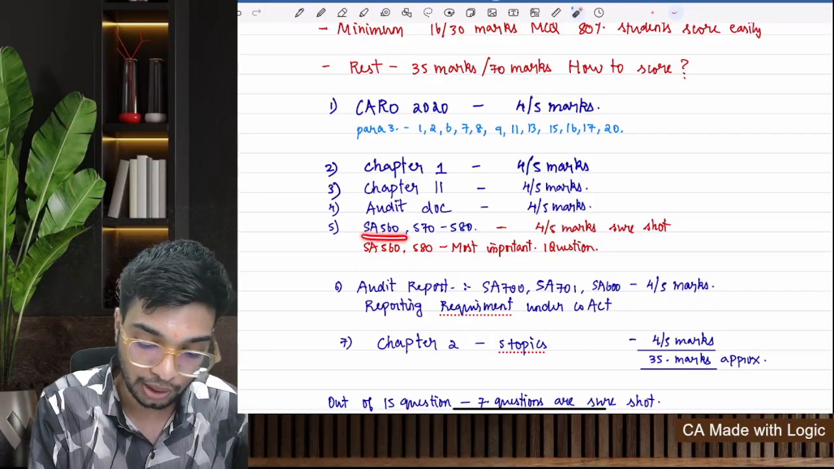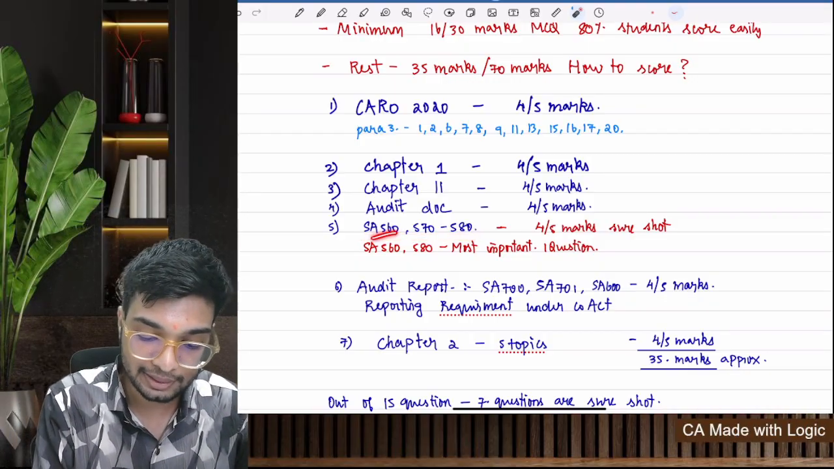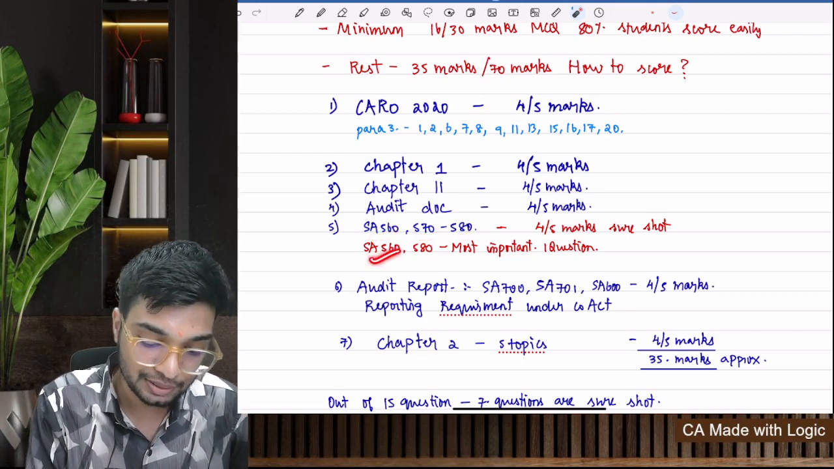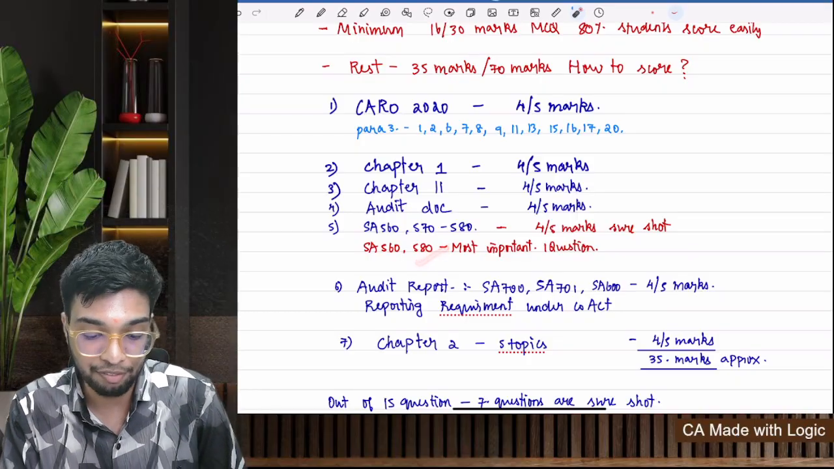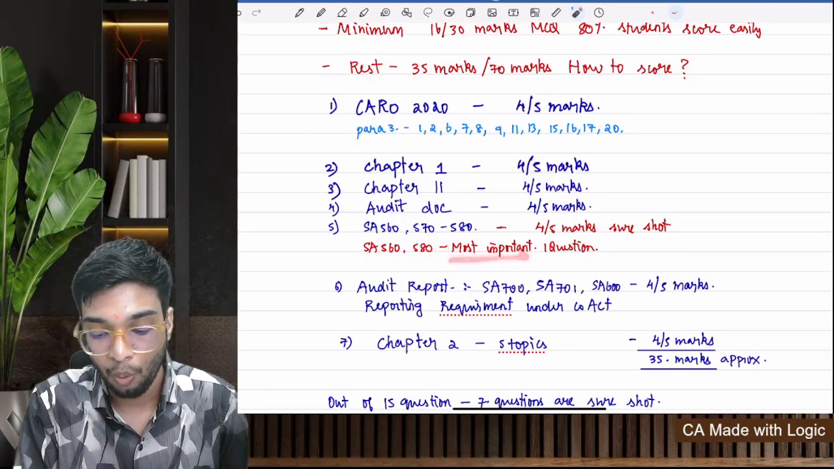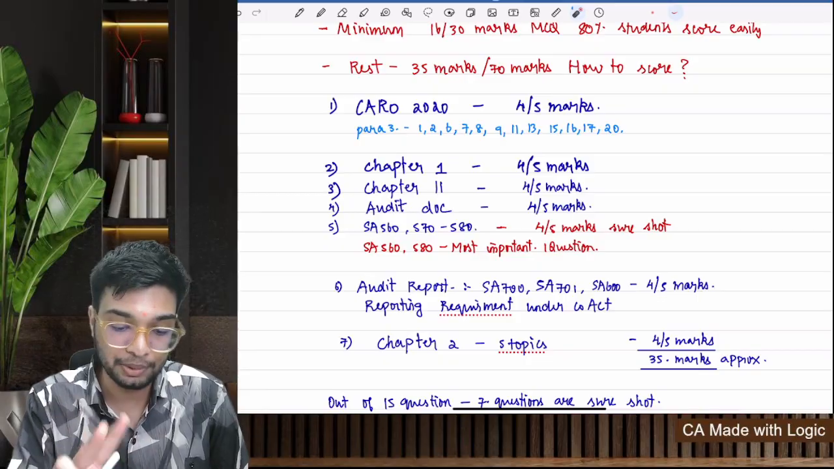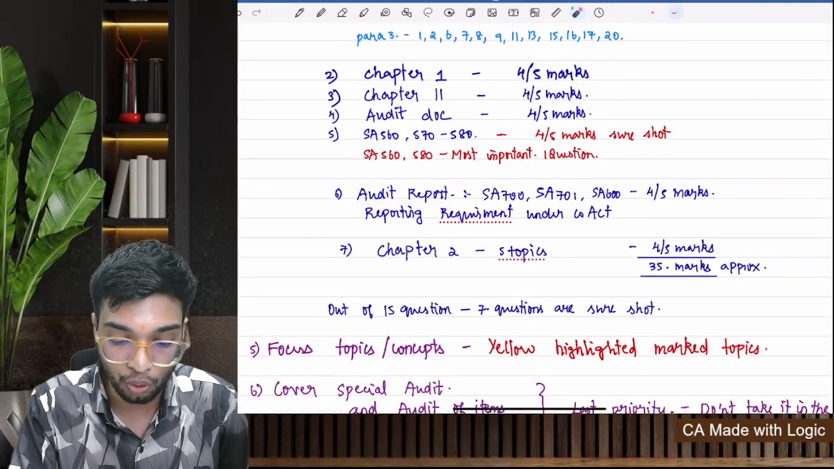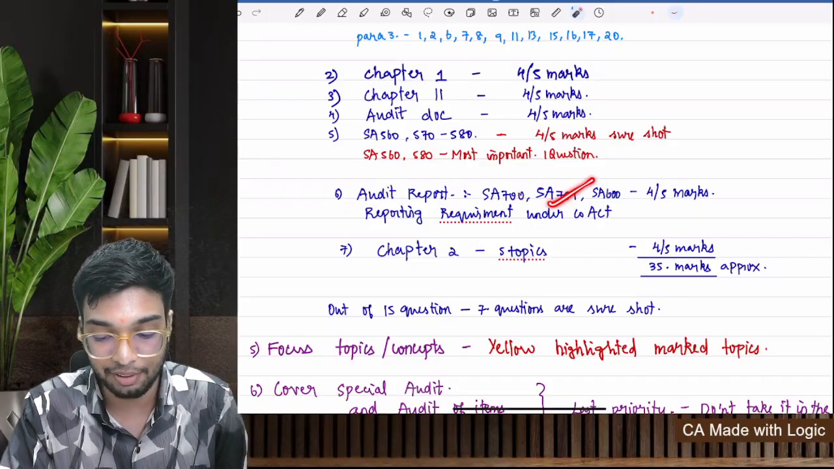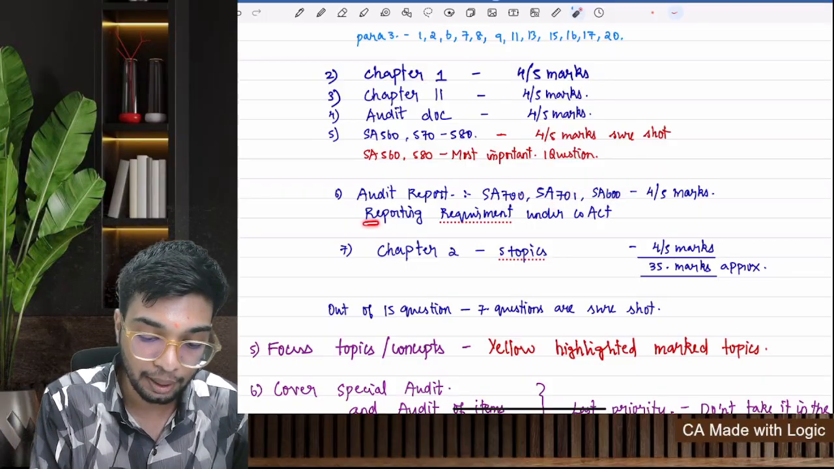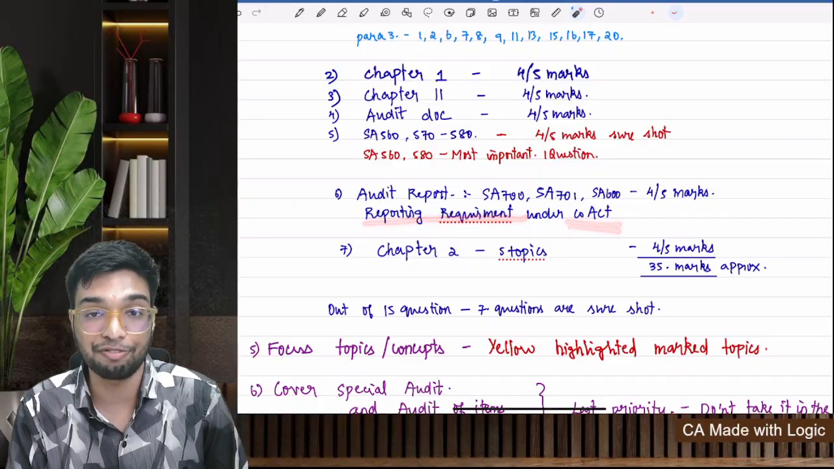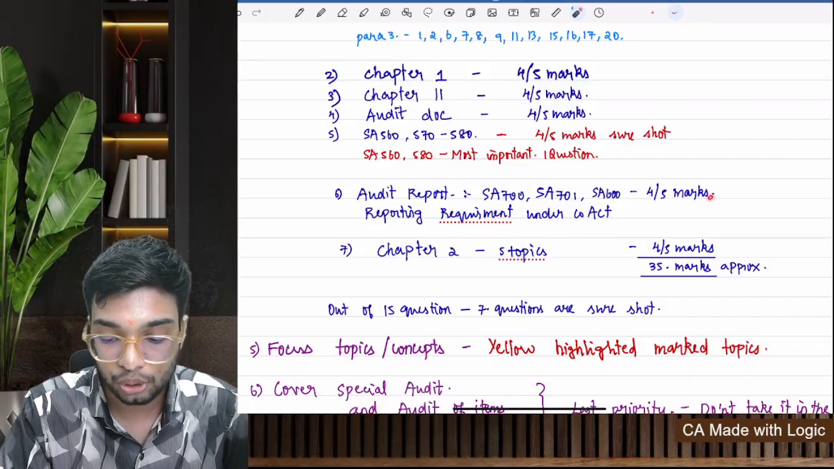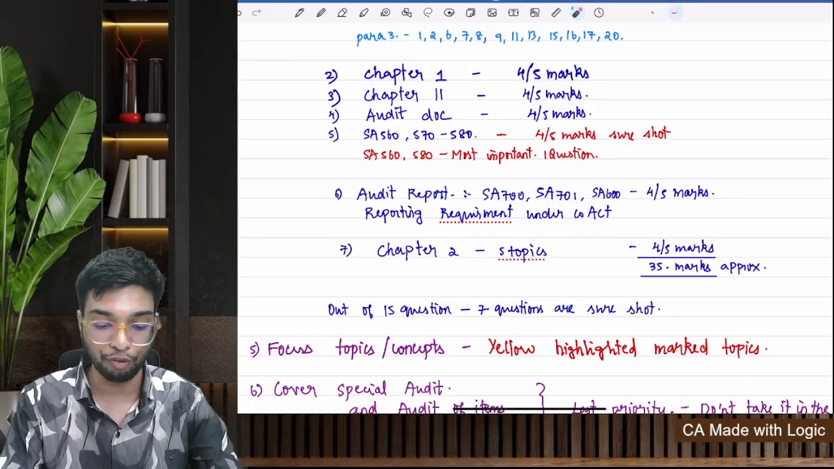Then comes completion review. These three standards are covered in the completion review. Out of this, SA 560 and SA 580 are the most important. One question is definitely expected from these two standards. Then comes audit report. Under audit report, SA 700 series, SA 701, SA 600, and reporting requirements under Companies Act. Very, very, very important reporting requirements under Companies Act. So it will again give you 4 to 5 marks.